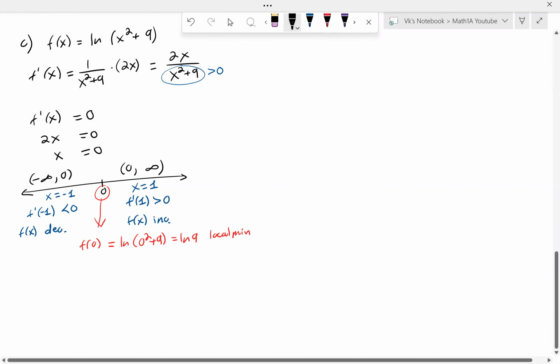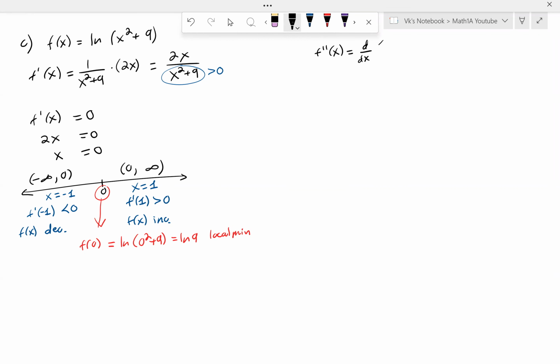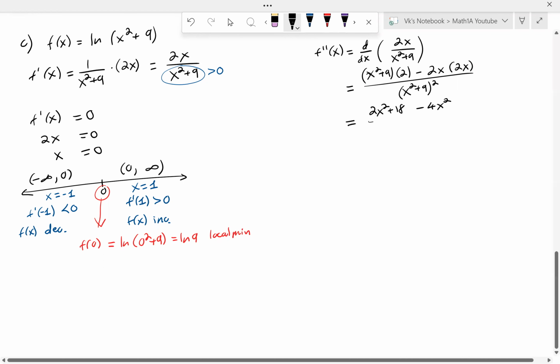Okay, so now we go on to the second derivative. f double prime of x is the derivative of the first derivative, 2x over x squared plus 9. Let's use the quotient rule here. It's low d high, x squared plus 9 times 2, minus high, 2x, d low, times 2x, over x squared plus 9 squared. And we have 2x squared plus 18 minus 4x squared over x squared plus 9 squared.